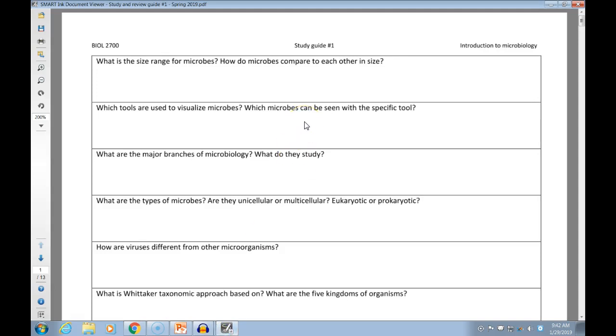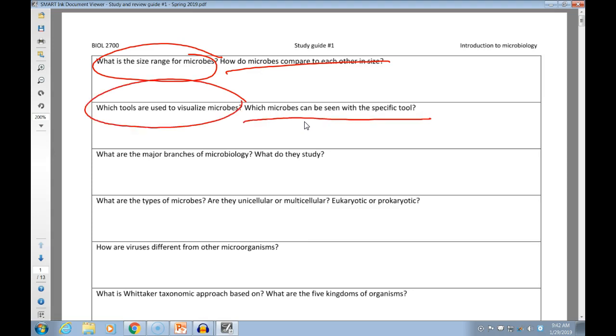So, things to focus on. Range size. That's what type of microscopy you use for what. Remember, viruses are mostly electron microscope. Everything else is mostly light. Compared to each other in size: viruses, bacteria, unicellular eukaryotes, multicellular eukaryotes. Microscopes. So that's a repercussion to what we were talking about. If I ask you a question, which one of the following can be seen mainly with the electron microscope, tell me viruses, right?